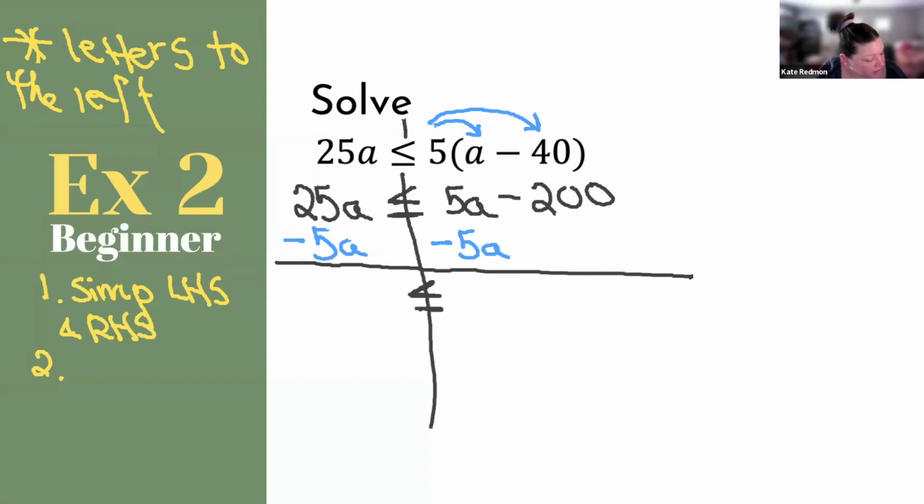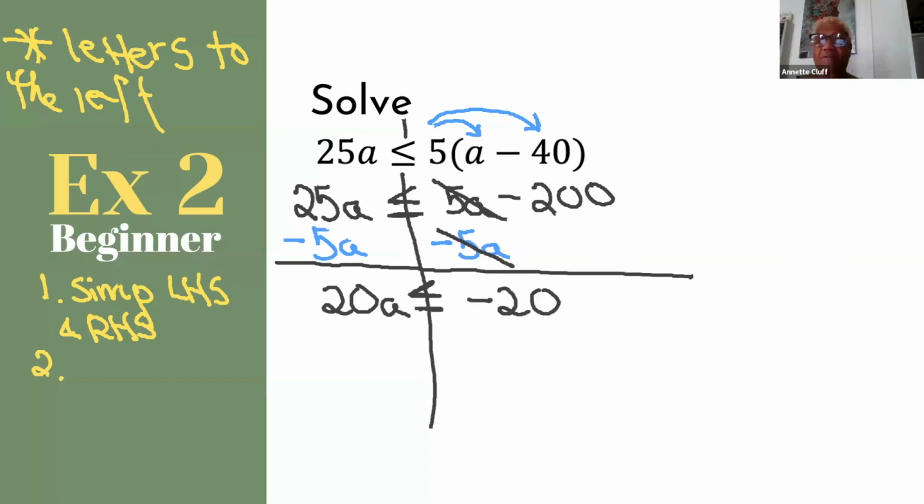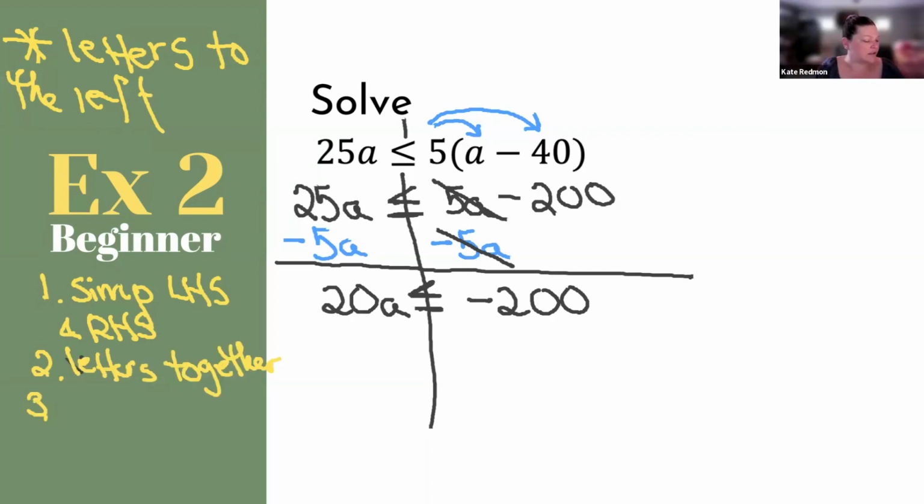Well, 25A minus 5A is 20A. Good. And then on the right-hand side, 5A minus 5A, that's nothing. So I have nothing minus 200 or just negative 200. Gorgeous. I got the variable terms to the same side. In this case, I like to get the letters to the left. Last step then is to isolate our variable. Look at your A there. There's a number hanging out, isn't there? Yes. How can I get rid of that 20?